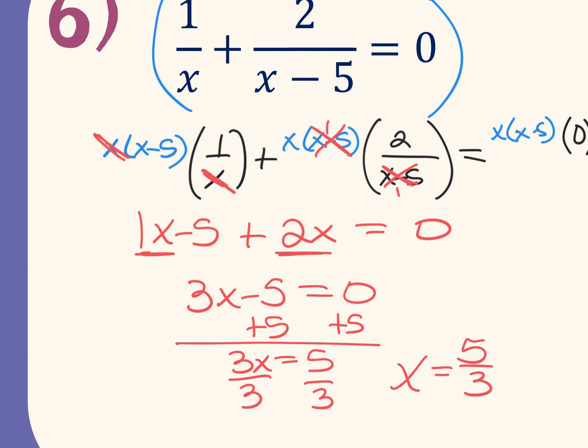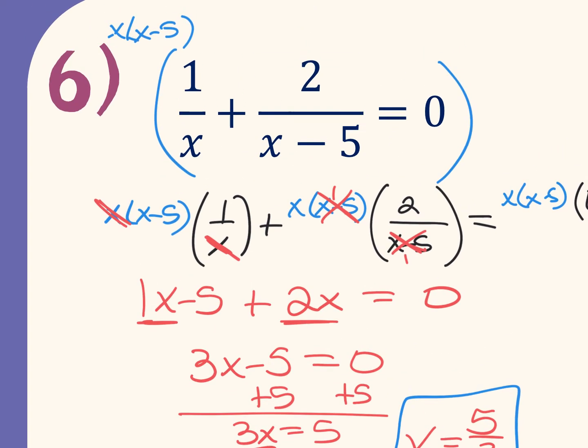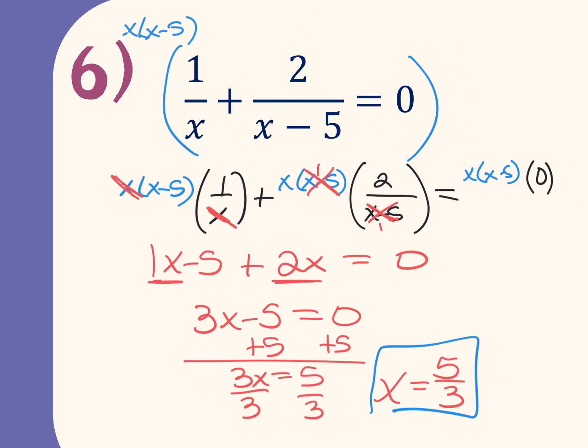So now what I need to do is take this, come up to the top, make sure it doesn't make any of the denominators a 0. So when I put 5 over 3 here, it doesn't make that denominator 0, it just makes it 5 over 3, so that's good. And then also when I put it here, 5 over 3 minus 5, it's not going to make that 0. It'll make it a negative number, but that's okay. So 5 over 3 is a good answer.